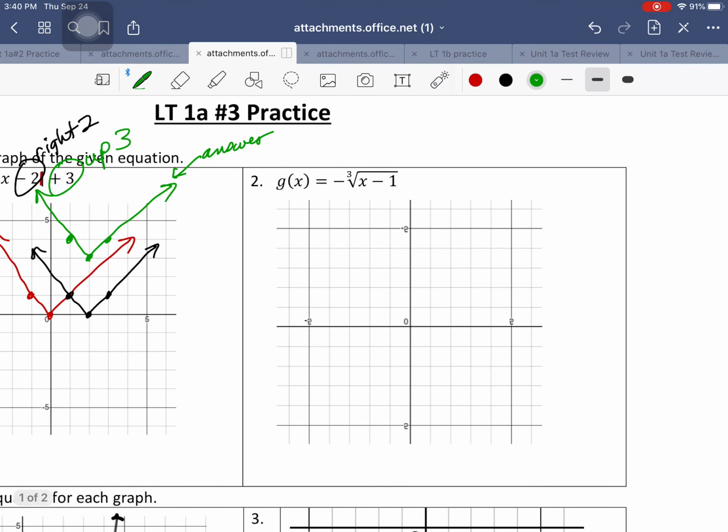It's the only graph you need. The others are good to have, so I can give you extra credit.